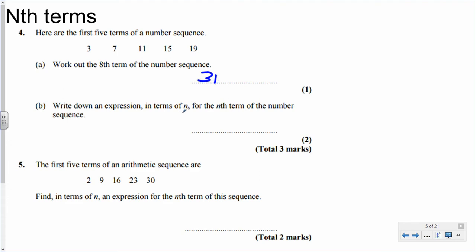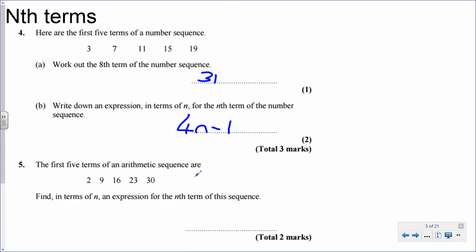Write down the expression in terms of n for the nth term of the number sequence. Well, it's going up in 4s, as I said, so it's going to start out as 4n. If it was 4n alone, however, the first term would have been a 4. It's not, it's a 3, so I've got to take away 1. And incidentally, this will help me get the 8th term as well here. 4 times 8 is 32, take away 1 is 31.